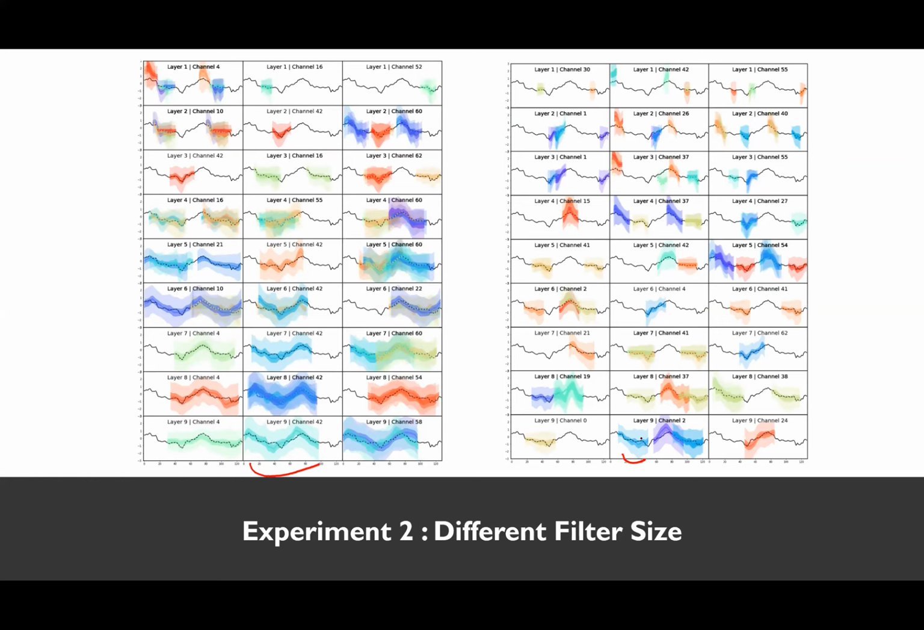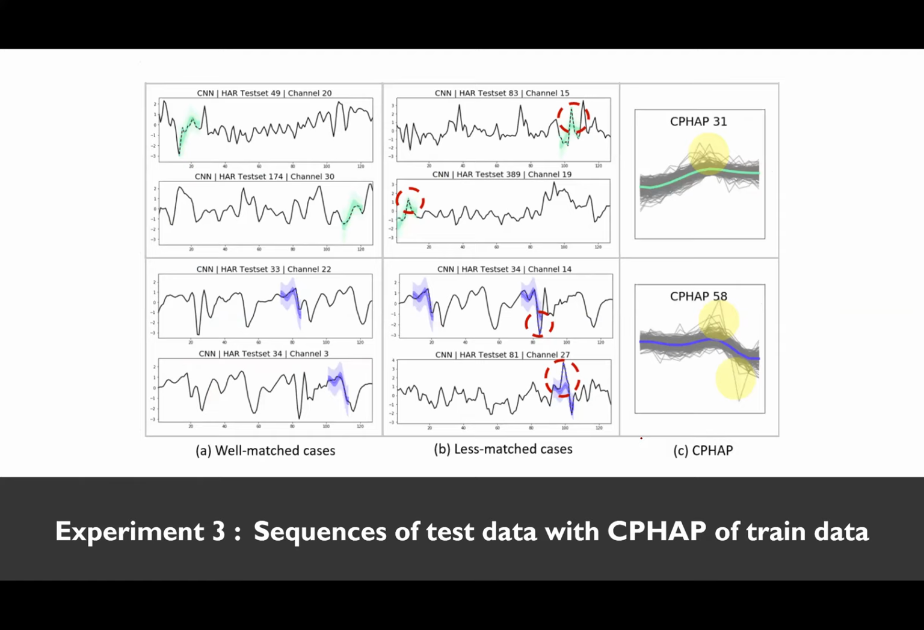So you can see that this is channel 15 and channel 19, a different test set and different channel. So we can see that this is a well matched case. And as we discussed, there are some cases which are less matched, a less matched case, and so on.